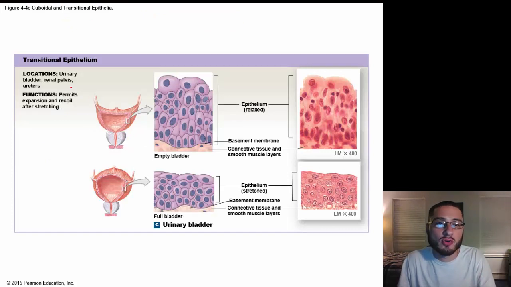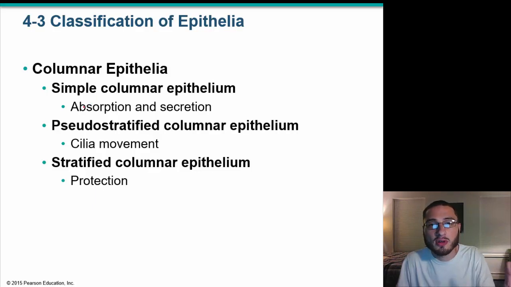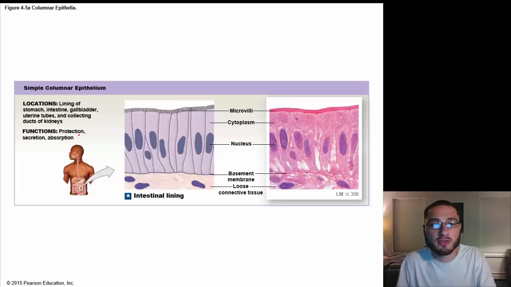Okay, bladder is known to have transitional epithelium because it permits this expansion and recoil. So you're going to see this in the urinary bladder and even the renal pelvis, or parts of the kidneys, and the ureters. You have columnar epithelium, we have simple columnar, we have stratified columnar, but then we also have pseudo-stratified columnar, which actually have cilia attached to them. So that's what makes pseudo-stratified columnar epithelium different from the other columnar epithelium.